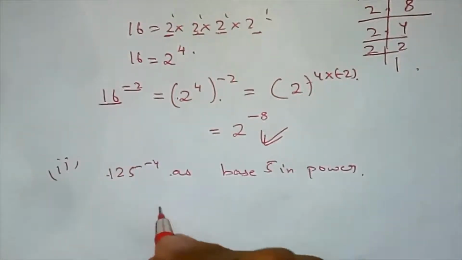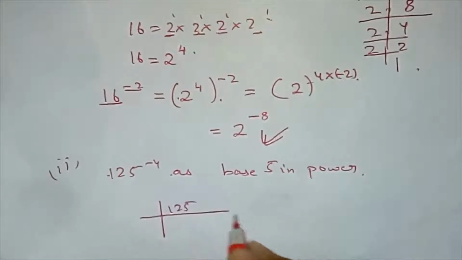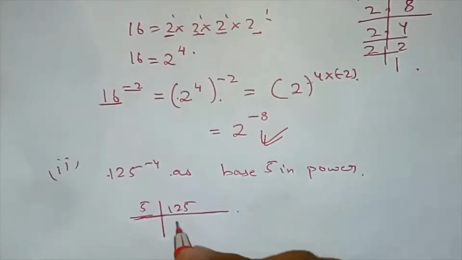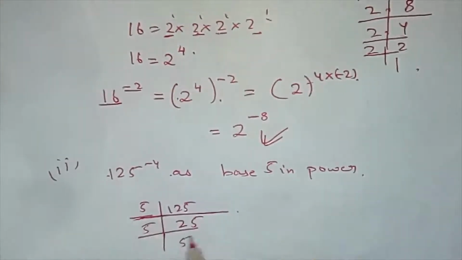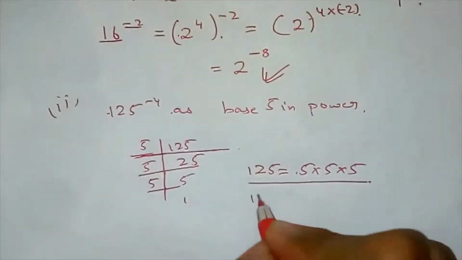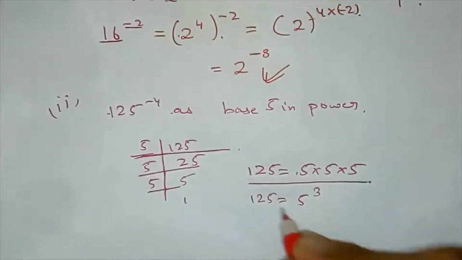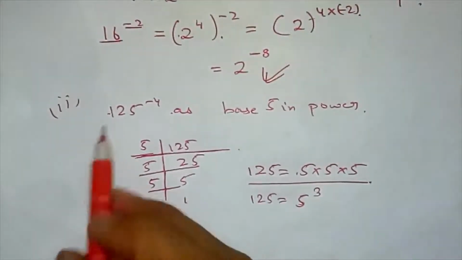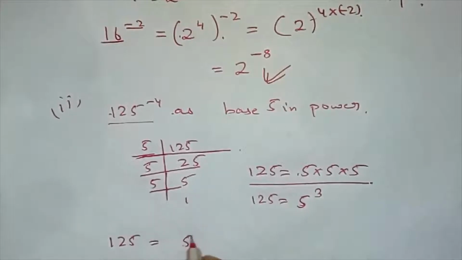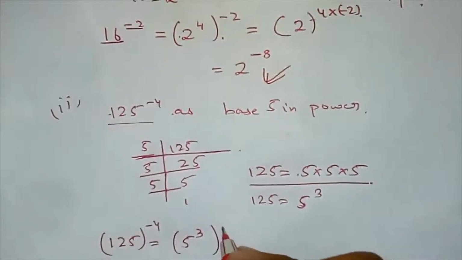The next question is similar. We have to express 125 to the power minus 4 as a power in terms of base 5. So let's quickly find the factors. 5 5s are 25, 5 5s are 125. So here 125 could be written as 5 into 5 into 5, or we can write 125 as 5 to the power 3. Done. Now we have to write 125 to the power minus 4. So we can write it as 5 to the power 3, all to the power minus 4. Done.